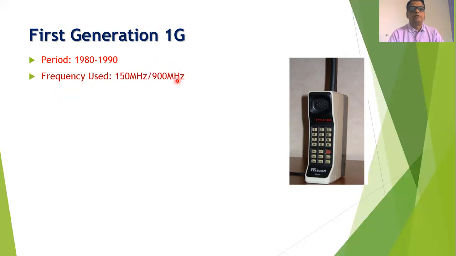The frequency that was used in the first generation technology was comparatively low. You will find that a frequency from about 150 megahertz to about 900 megahertz was used. This frequency was permitted because the bandwidth requirement in 1G technology was much less. The technology used in 1G is an analog cellular technology. So in the initial phase, we do not have digital technology. Mobile communication technology starts with analog.